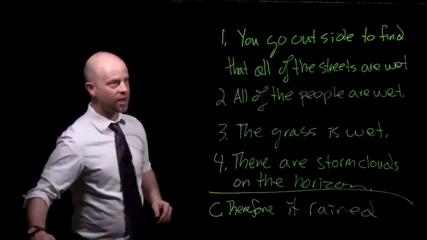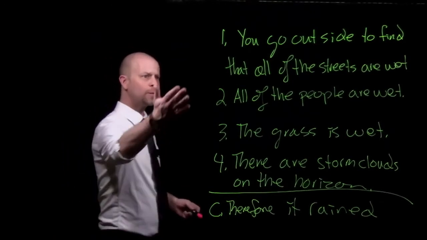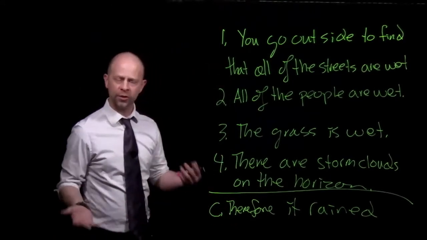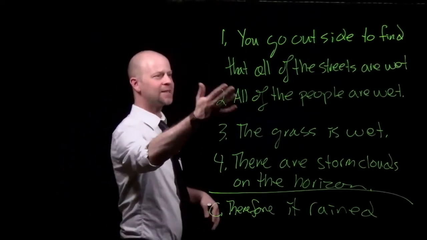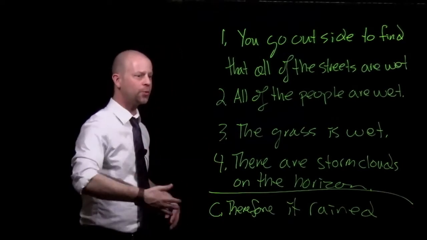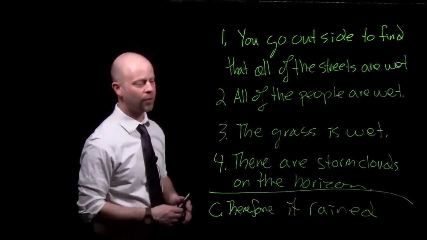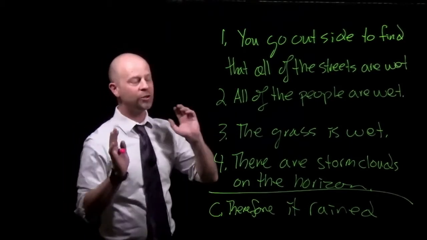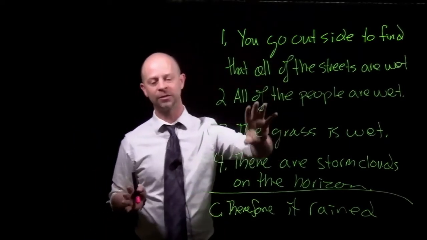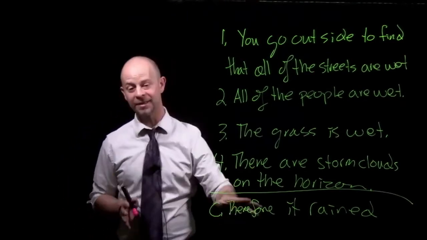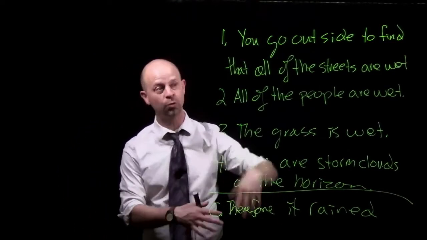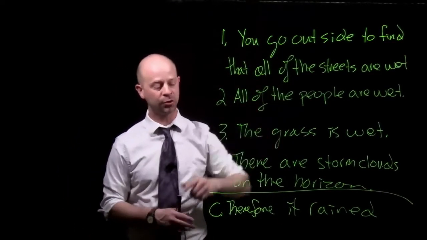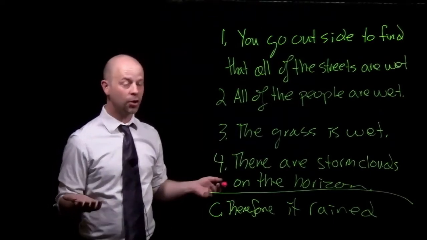And let's say that all of these premises are true. Let's say we can trust our senses, and it really is the case that all of the streets are wet, all of the people are wet, the grass is wet, there's storm clouds on the horizon. You're not hallucinating, you're not being tricked by an evil demon. We trust our senses. All of these premises are true. Could it be the case that the conclusion is false, even while all of these premises are true? Yeah, it looks like it could be.